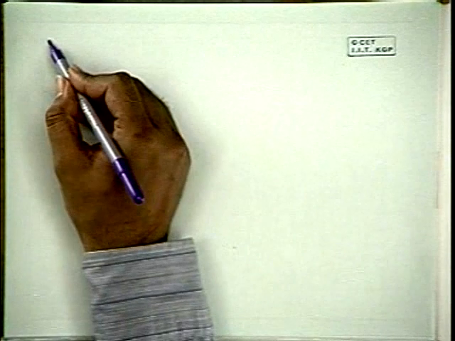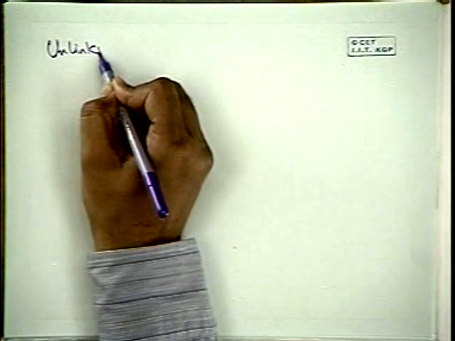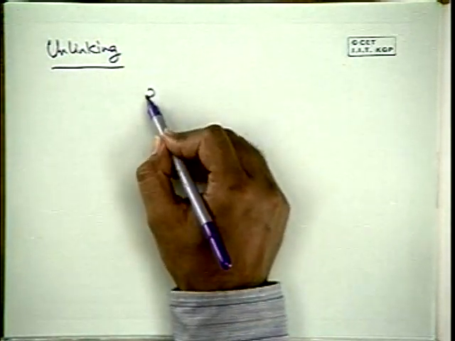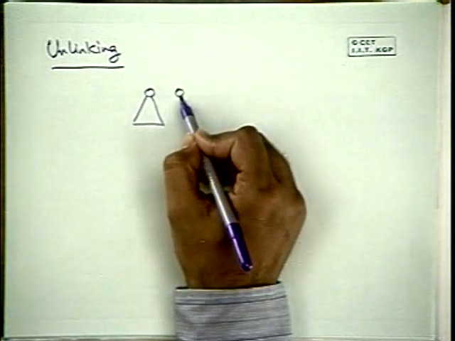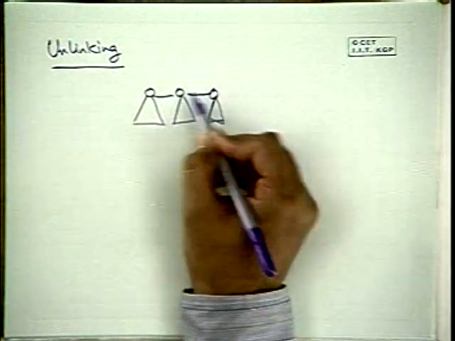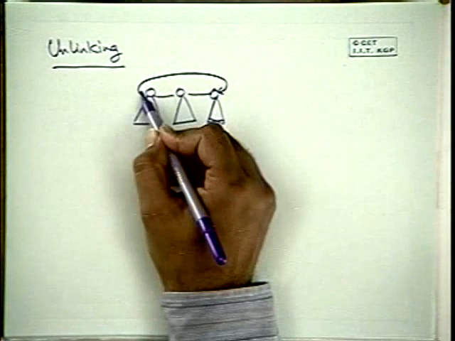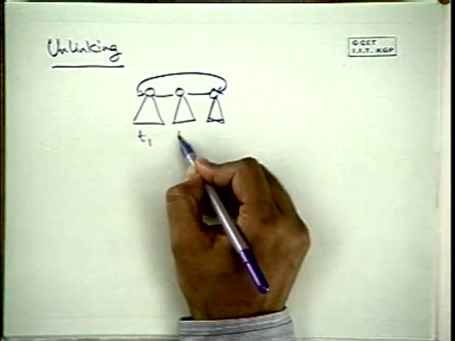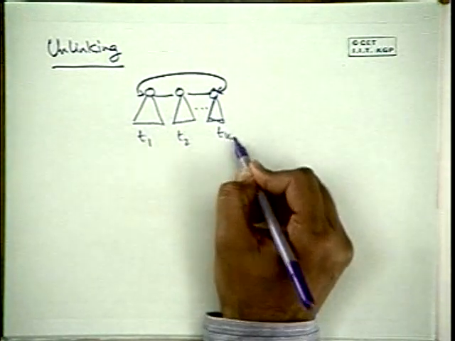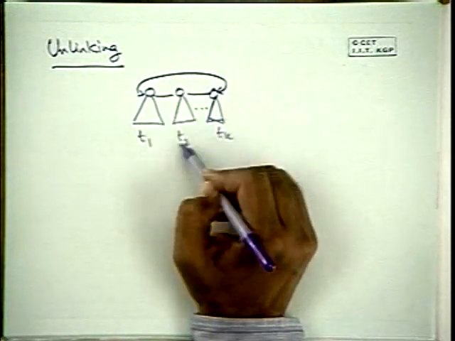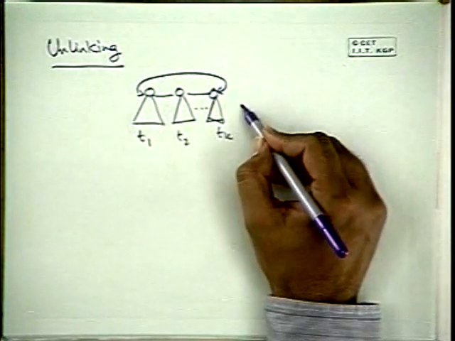There is a reverse operation which is called unlinking. It is just the reverse of the previous one. What does it mean? Suppose we have several heap ordered trees. They are in a circular list, the roots. And suppose this is T1, this is say T2, and there is say Tk. So suppose I want to unlink the tree T2. So what does it mean? You just take it out.